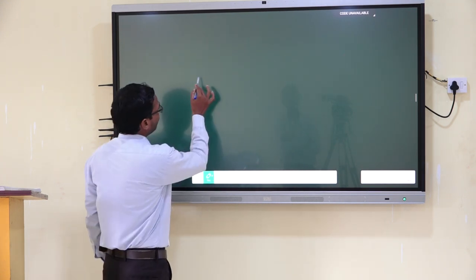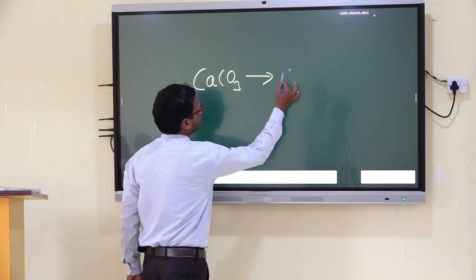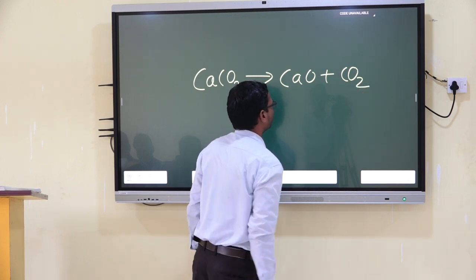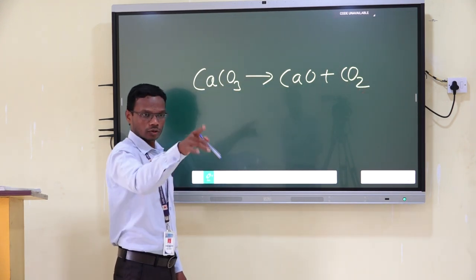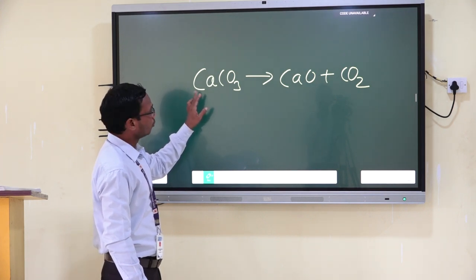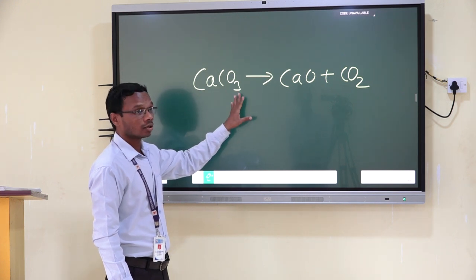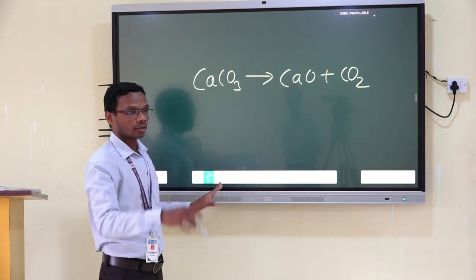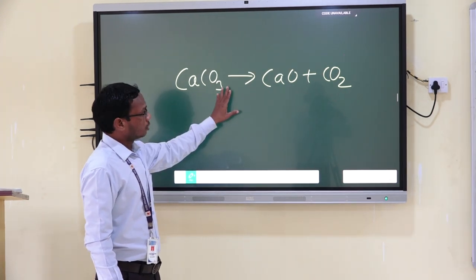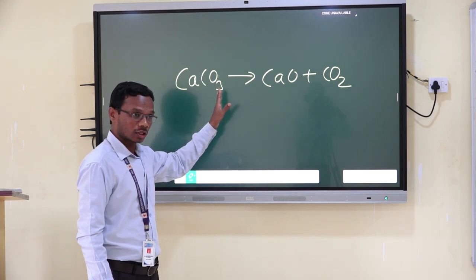Now another reaction, CaCO3 gives CaO plus CO2. Now again another question for you. In this reaction, which one is oxidized, which one is reduced, and is it a redox reaction or not? Find. In this reaction, which one is reduced, which one is oxidized? Is it a redox reaction or not? Find.